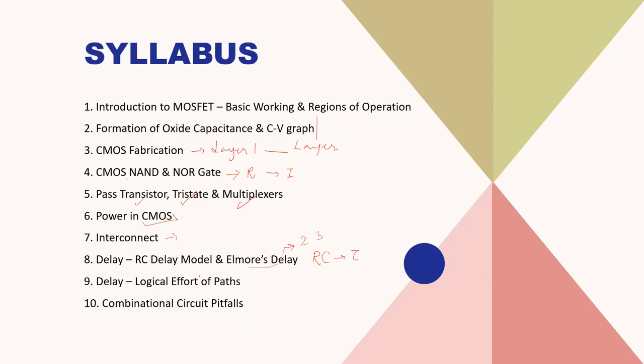And then the eighth and ninth are connected: logical effort of paths. These are similar topics, like delay part 1 and part 2, as I have distributed. And finally, the last thing we'll see are some of the combinational circuits which are made using CMOS, and the challenges that we have faced in these circuits, which will help you understand the basic challenges that CMOS faces and why new circuits started coming into the picture.